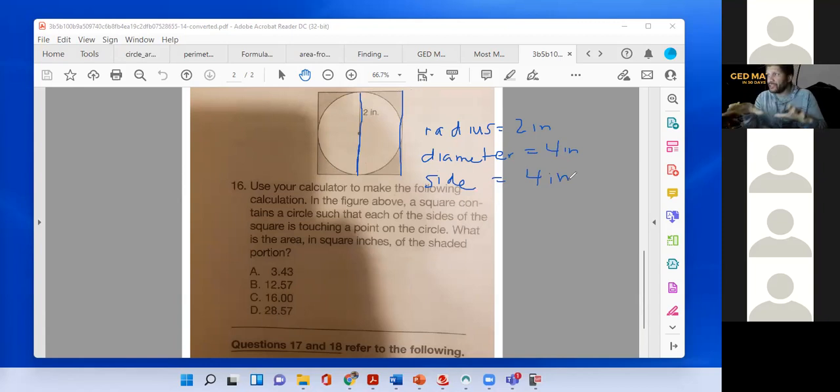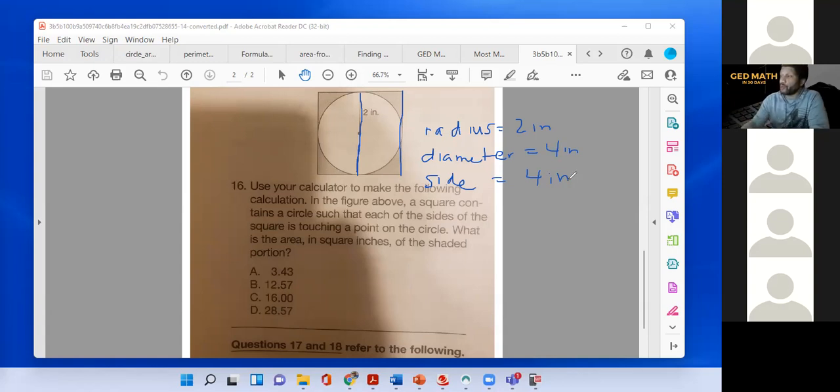Is there anybody here that does not understand how we got the side of the rectangle or side of the square as 4 inches? Okay, great. So this is what's important. That's the most important step in this problem: identify what's given. We have the radius is 2, the diameter is 4, and the side of the rectangle or side of the square is 4 inches.